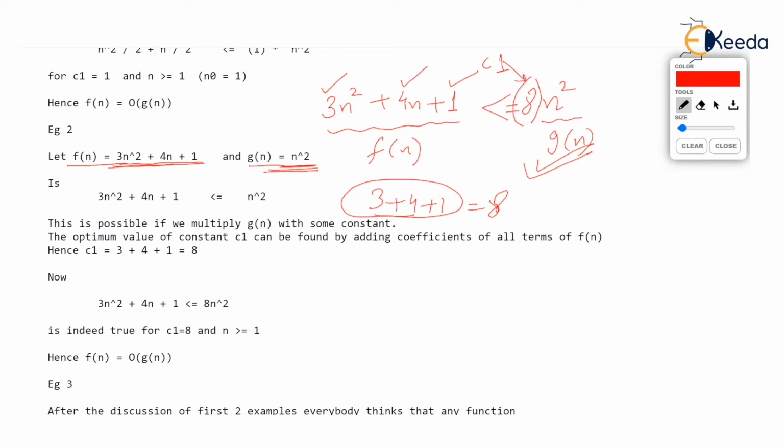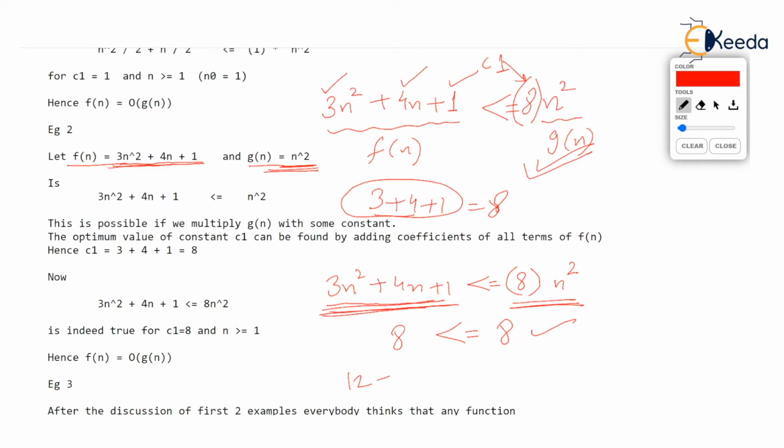You take C1 as 8,000, but you see to it that f(n) is less than or equal to g(n) for that constant. Let's see. So we have taken 3n square plus 4n plus 1 less than or equal to 8 times n square. Is this true for n equal to 1? If you substitute n equal to 1 on the left hand side, you get 8. And on the right hand side, n equal to 1 also gives 8, which is true. 8 is less than or equal to 8. If you put n equal to 2, the left hand side gives 3 into 2 square, 12, plus 4 into 2, 8, plus 1.